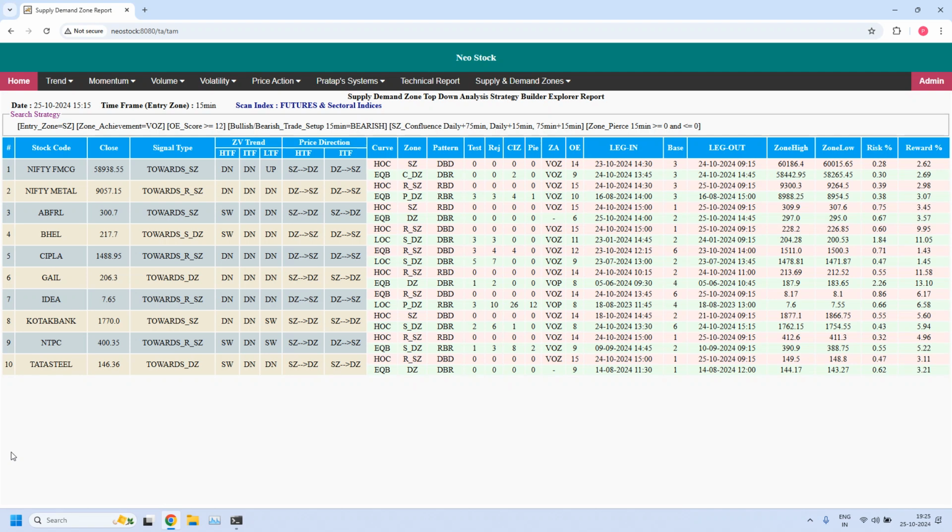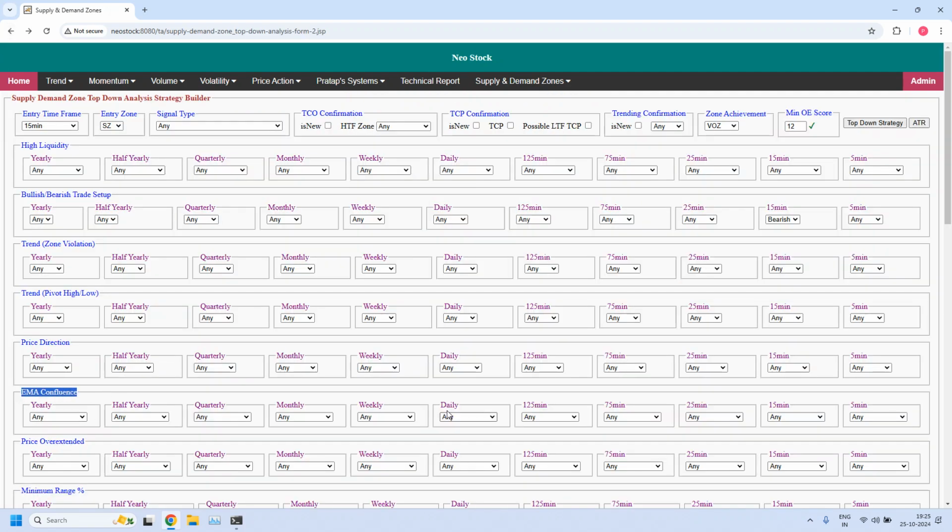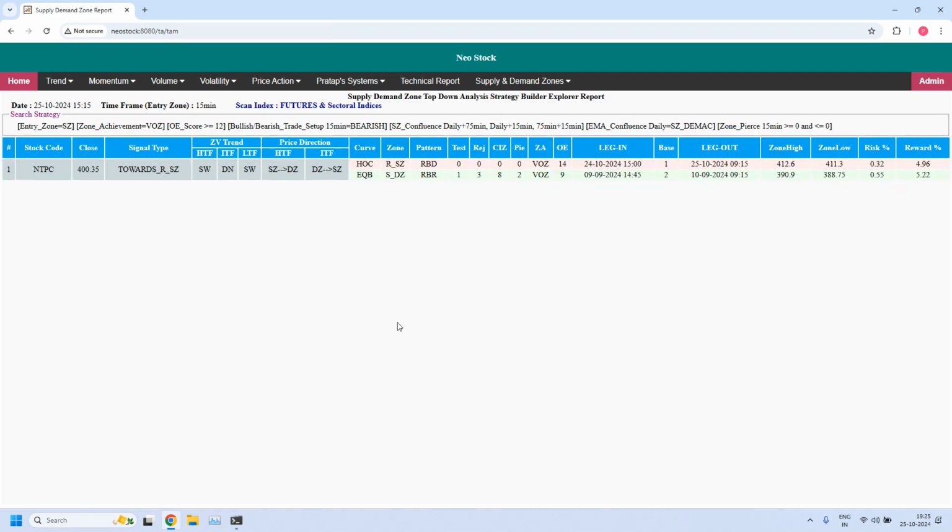If the daily zone is having daily EMA confluence, but the trend should be downtrend. Some stocks have a sideways trend; you can ignore them. But downtrend stocks having a daily EMA confluence are an even more high probability setup. Let's verify. In the EMA confluence at daily time frame, we look at daily supply zone with daily EMA confluence, because 15 minutes and 75 minutes together are part of the daily supply zone. Let's verify. We got one stock, but unfortunately it is a sideways trend, so it does not give any additional advantage.